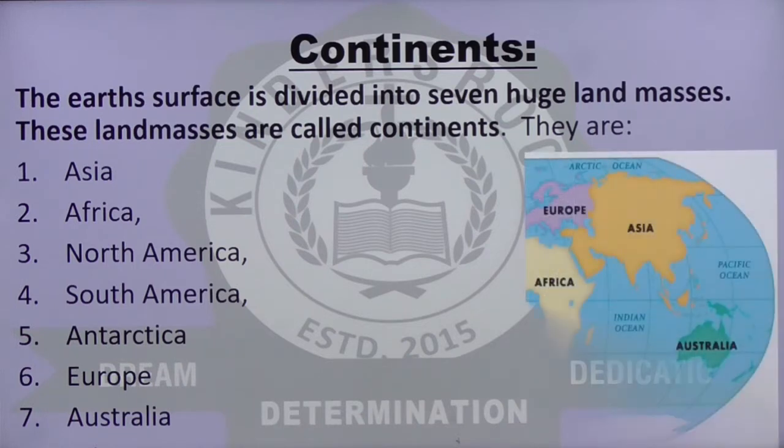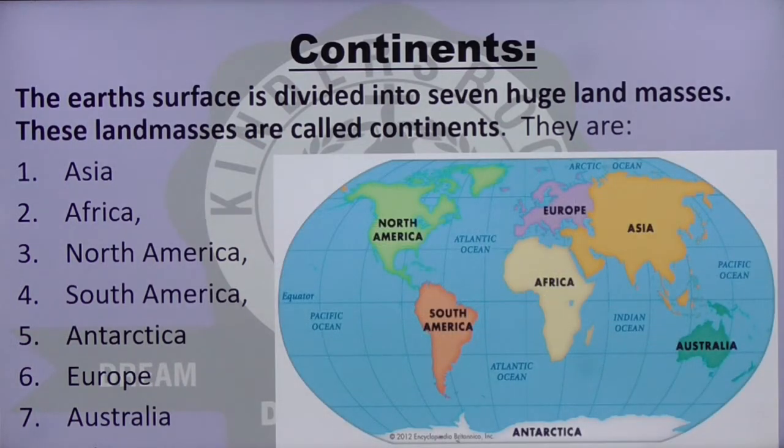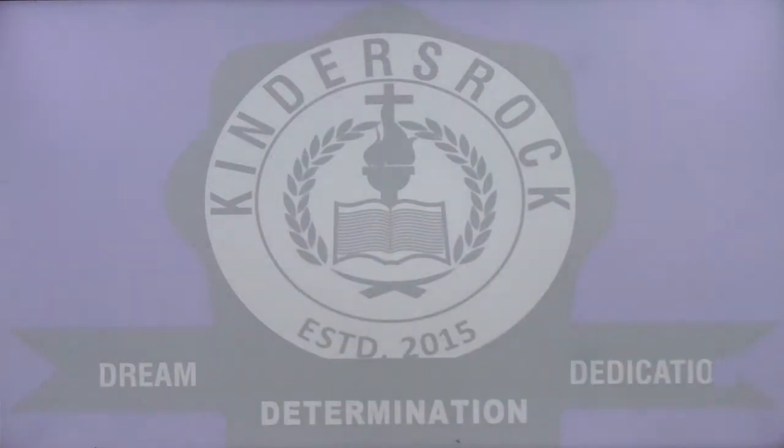There you have the map showing you all the 7 continents. Asia, which is the biggest, and then we have Africa, North America, South America, Antarctica, Europe, and then Australia, which is the smallest continent. Okay, now let us look at the oceans.